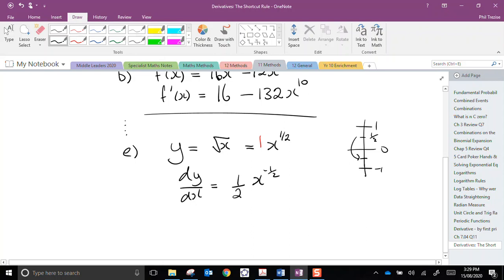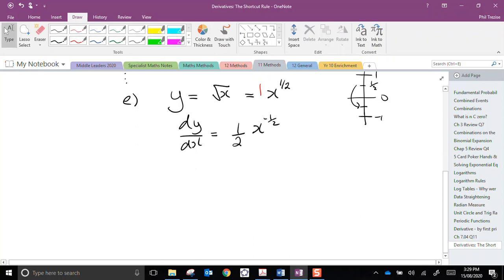So we've done the same thing. I've subtracted 1 from the power. It's now negative 1/2 for the power. And what does that mean? Well, that means 1 divided by x to the power of 1/2. That's what negative powers do. And that's the same as 1 divided by 2 times the square root of x. Power of 1/2 means square root.